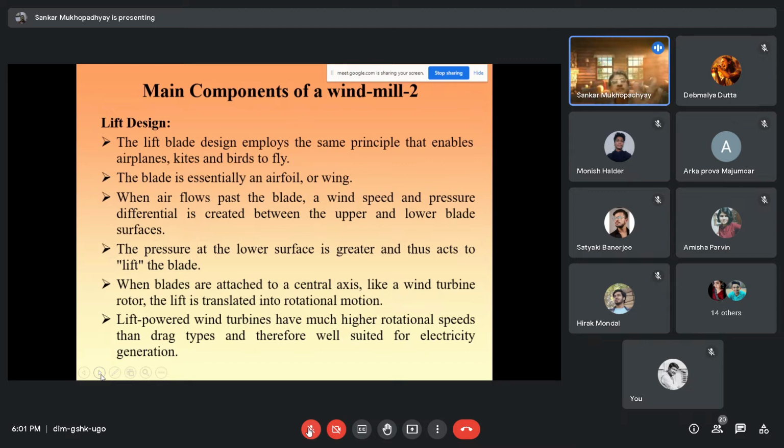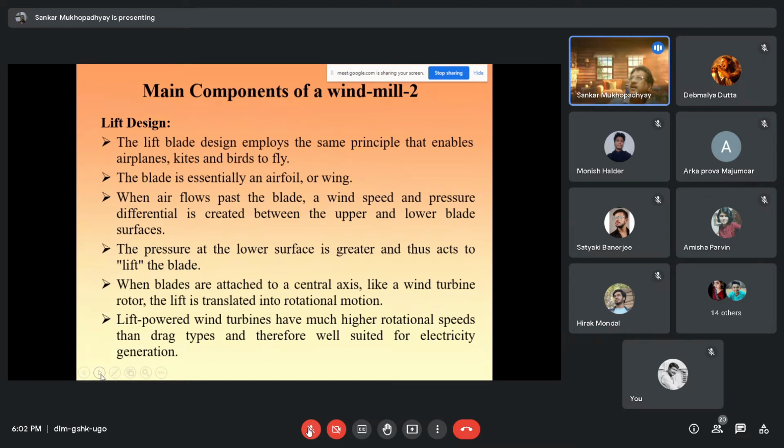Lift design. The lift design is much more common and gives better performance in these horizontal type wind turbines. The lift blade design employs the same principle that enables airplanes, kites, and birds to fly. The blade is essentially an airfoil or wing. When the air flows past the blade, a wind speed and pressure differential is created between the upper and lower blade surfaces.